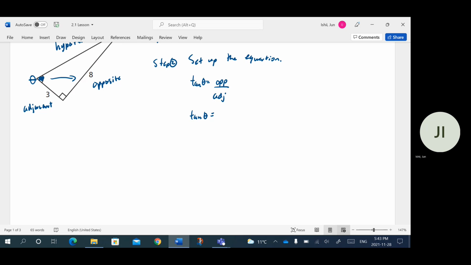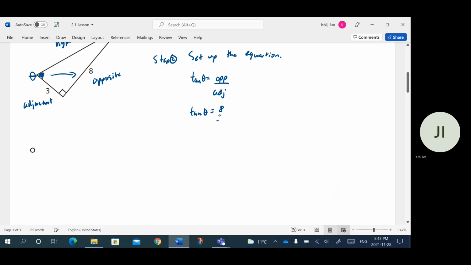Sorry, there we go. 8 over... all right, so my opposite side is 8. My adjacent side is 3. All right, so I have 8 over 3. Sorry about that, took a little longer.